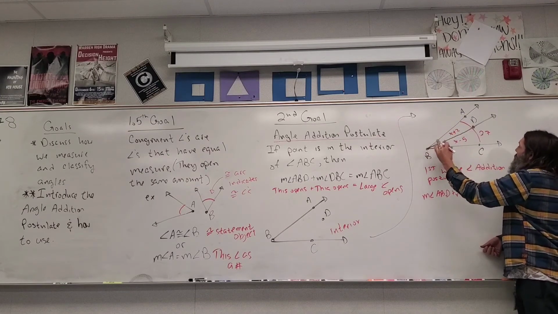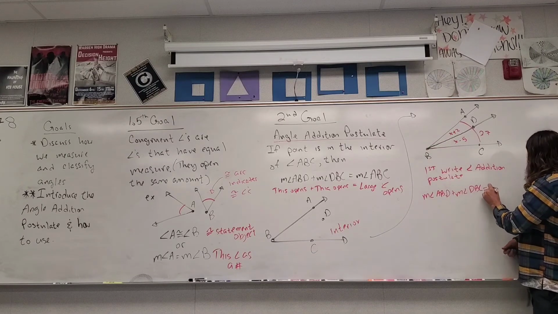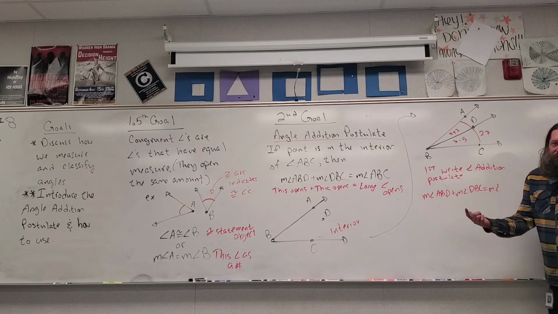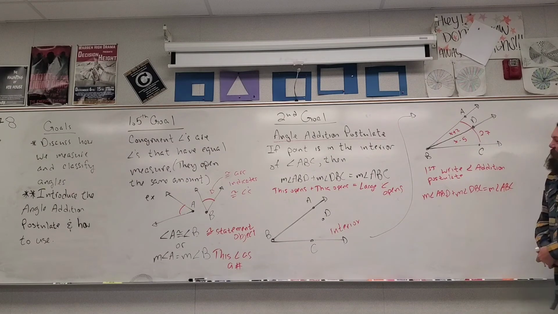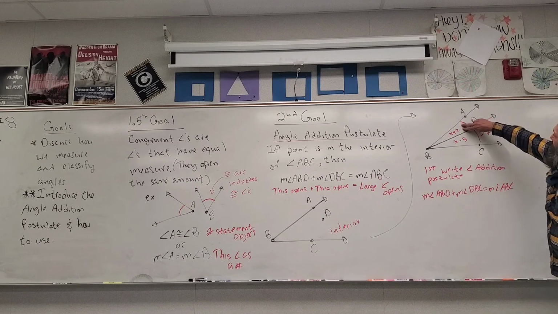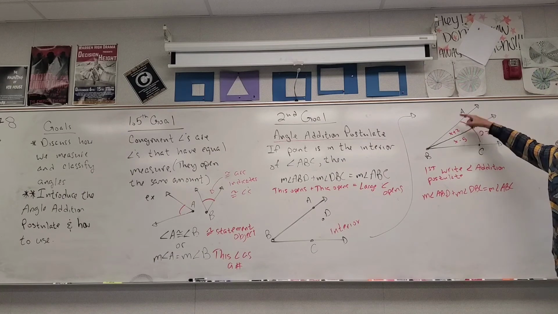The two small angles add up to the large angle. And again, this is a postulate because we accept it as true, right? You can't really argue that it's not true. You don't have to convince anyone. This one opens up an amount, and this one opens up an amount, and together they open up to the big amount. I think that's, you don't need to argue it.